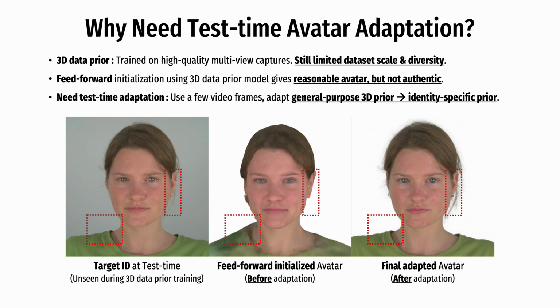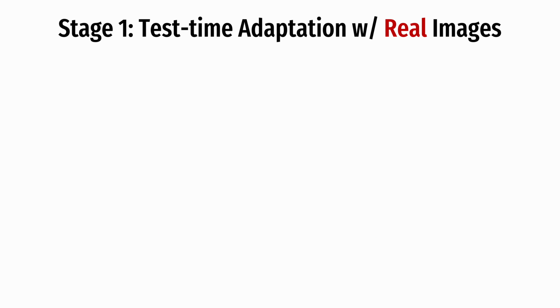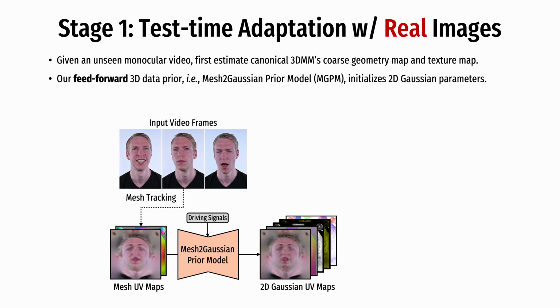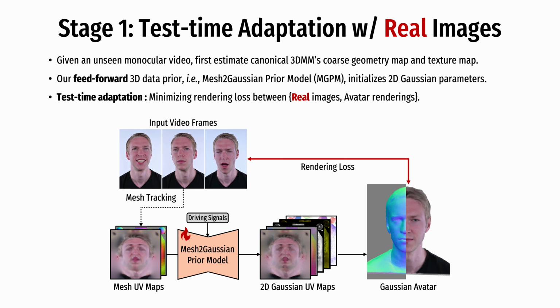In Stage 1, we perform test-time adaptation using real images as supervision. Given an input monocular video, we first estimate the canonical mesh geometry and texture UV maps, along with expression coefficients, which serve as driving signals. These inputs are processed by our pre-trained mesh-to-Gaussian prior model to initialize the 2D Gaussian parameters. Finally, we fine-tune the model by minimizing the rendering loss between the synthesized avatar renderings and the ground truth video frames.